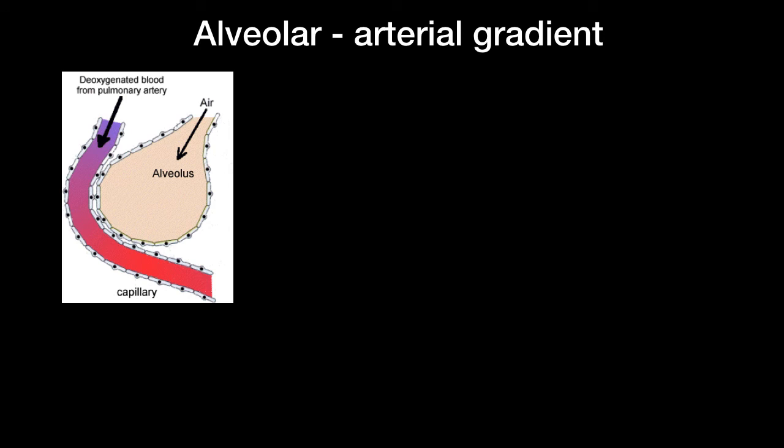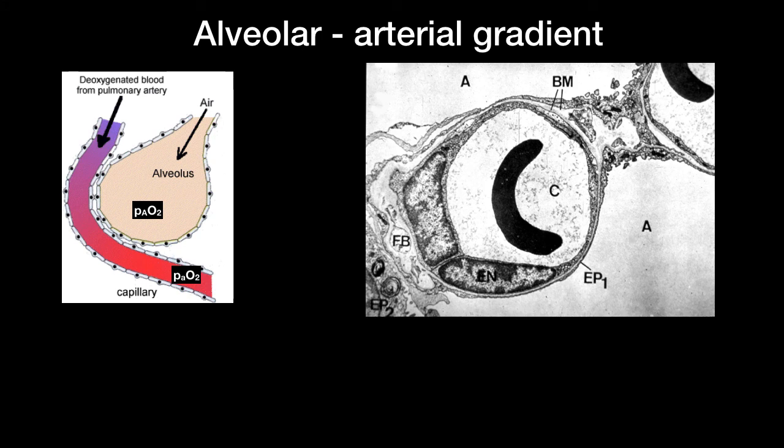So, the alveolar-arterial gradient. Let's look at the schematic. You have deoxygenated blood going in from the pulmonary artery through the capillary, passing across the alveolar capillary unit and back out, oxygenated, going through the pulmonary vein back to the heart. You've got big PAO2 in the alveoli, and you've got little PaO2 in the capillary. Another way to look at this is the electron microscopy again. You've got the big PAO2 in the alveoli and the little PaO2 in the capillaries.